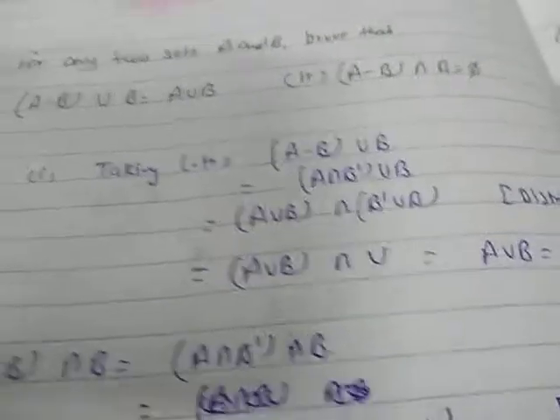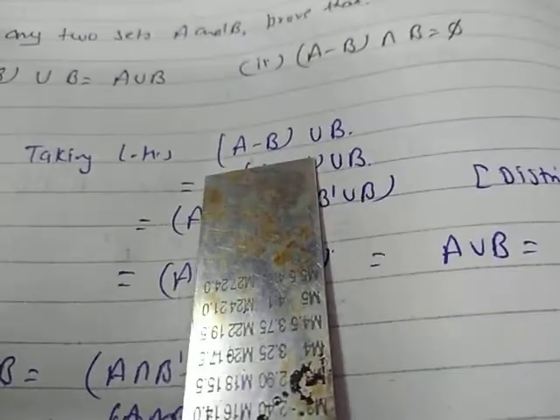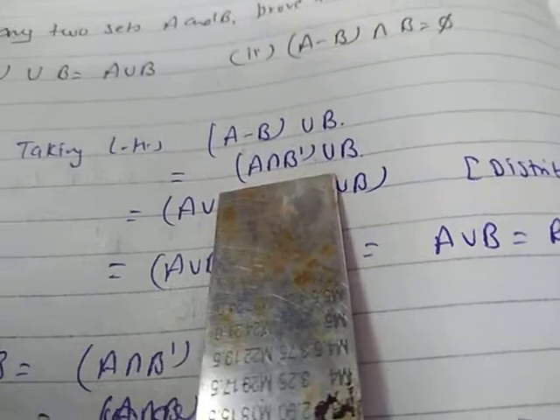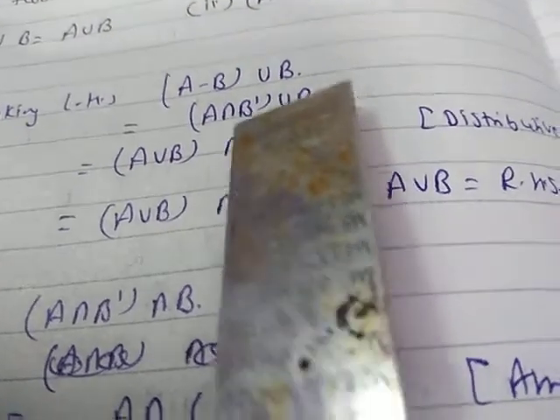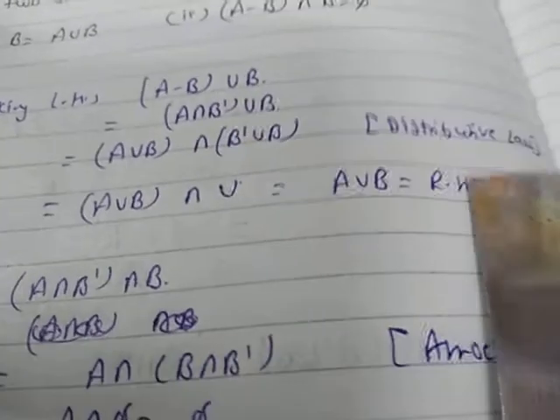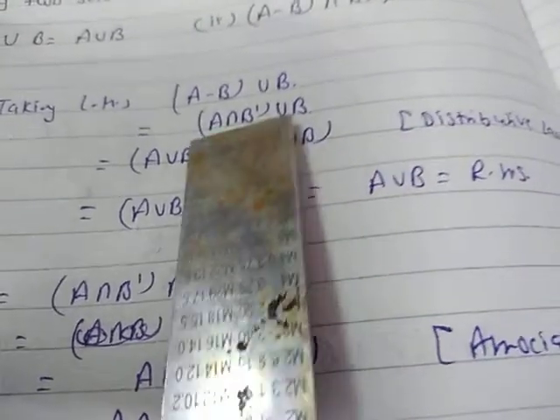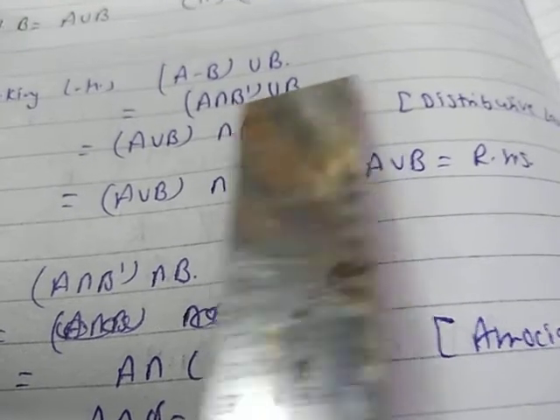Now, taking LHS, A minus B union B. A minus B means what, children? It is A intersection B complement, union B. Now, two are different sign, therefore you have to use distributive law. A intersection B complement union B is A union B.